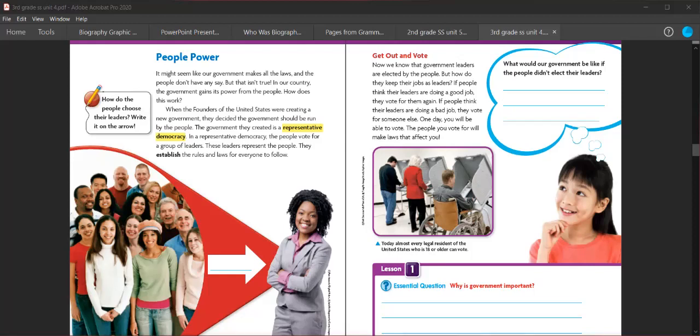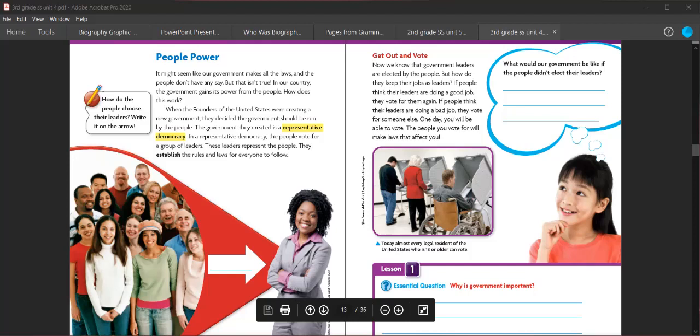All right, our quick check question here is, what do we call a government where the people vote for their leaders? Now we know from the definition that we read that's highlighted in yellow, it's called a representative democracy. In a representative democracy, people vote for a group of leaders. So down here on the line, it says, how do people choose their leaders? Write it on the arrow. So all these people, they will vote for their leader. So we read that in that final paragraph.